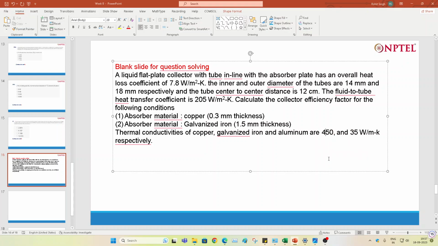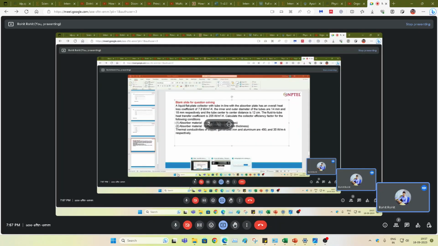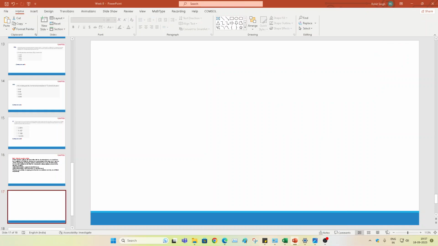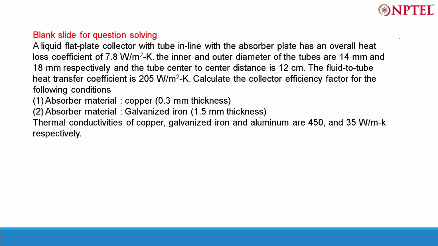Okay, so what I have done is I changed the values of most of the things so that you guys can approach this question with confidence. I want you guys to understand how these questions are solved. That will help you solve this question in a much better way. So the first approach is to write down whatever is given in the question. So what is the first thing given? The overall heat loss coefficient is given. So write it down.